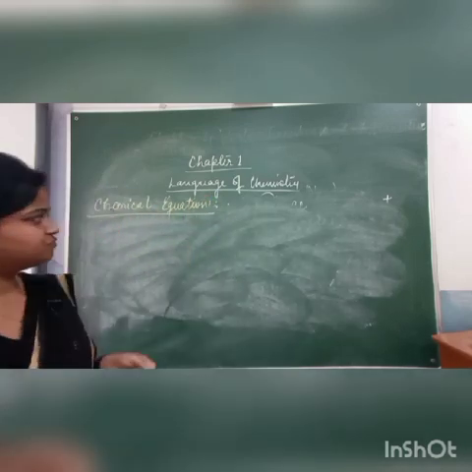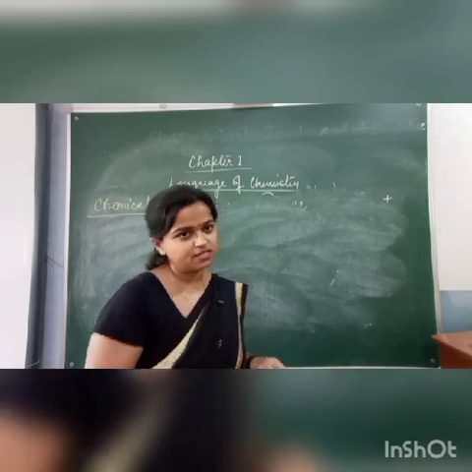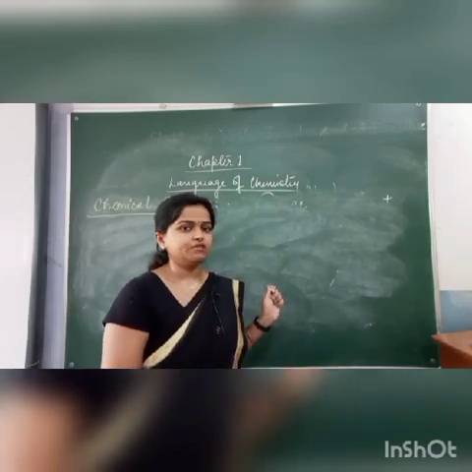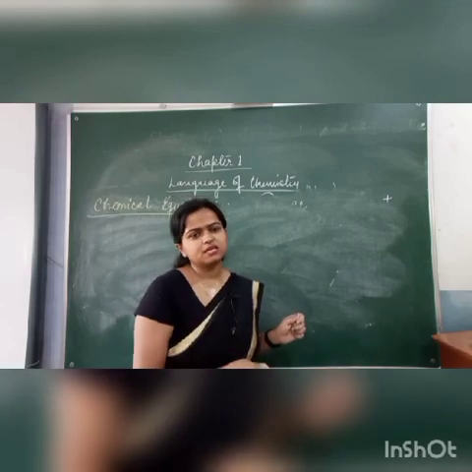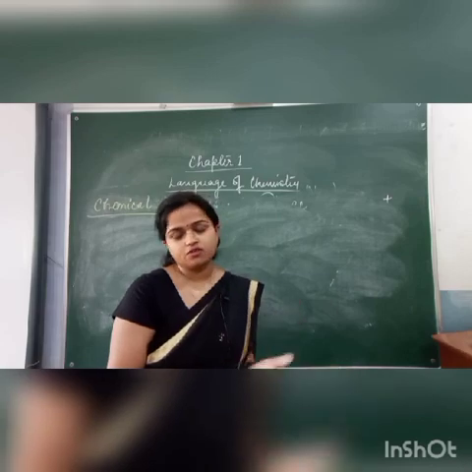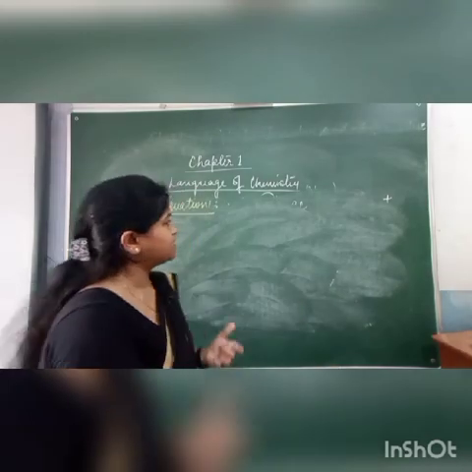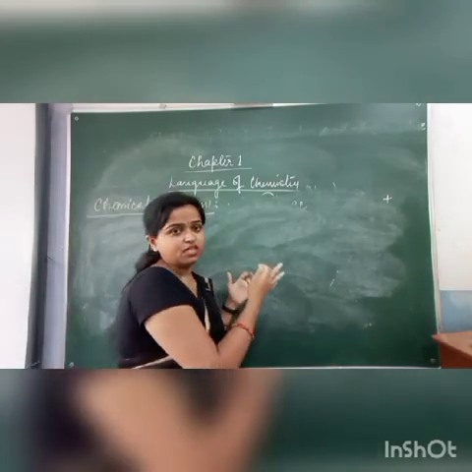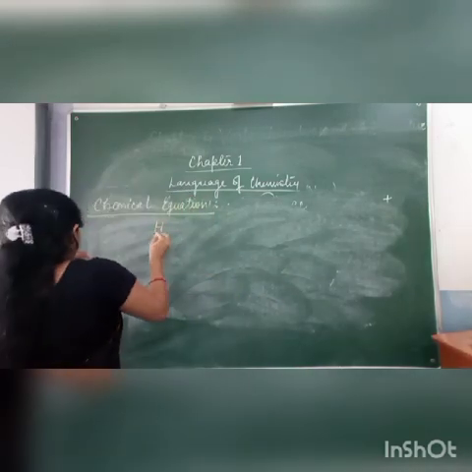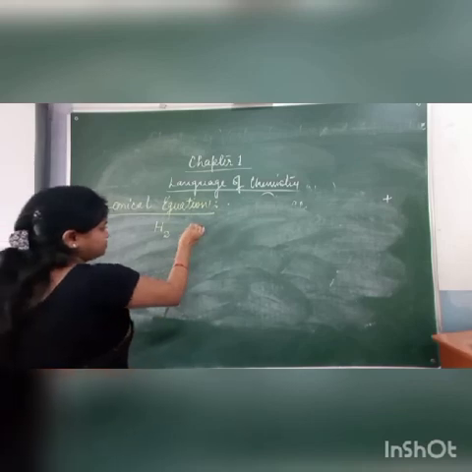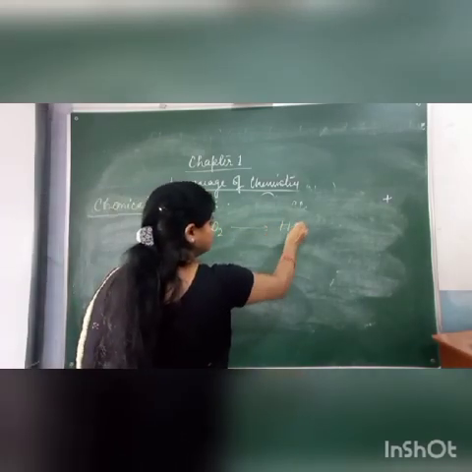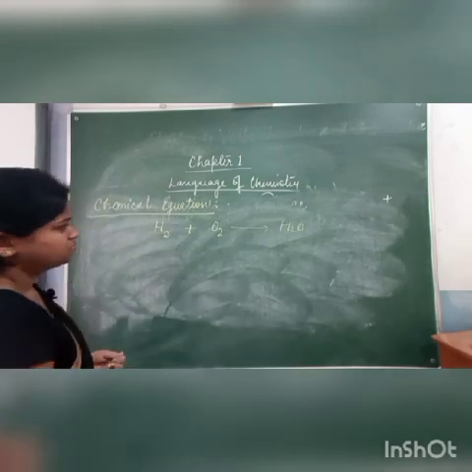In the case of a chemical equation, whenever a chemical reaction takes place and we represent that reaction in a short form, that is a chemical equation. A simple example I am taking here: when hydrogen reacts with oxygen, it forms water. If I represent that in short form, that is called an equation: H2 plus O2 forms H2O. This is a chemical equation.